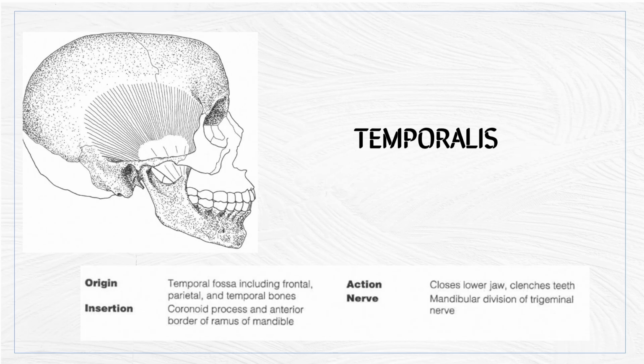Temporalis muscle has its origin on the temporal fossa, including the frontal, parietal and temporal bone, and its insertion is on the medial side, that is inside of the coronoid process. So this is the origin and insertion of temporalis, and because of its insertion in the coronoid process, the main action is it closes the lower jaw or clenches the teeth. The nerve supply is the mandibular division of trigeminal nerve. This is about temporalis muscle.